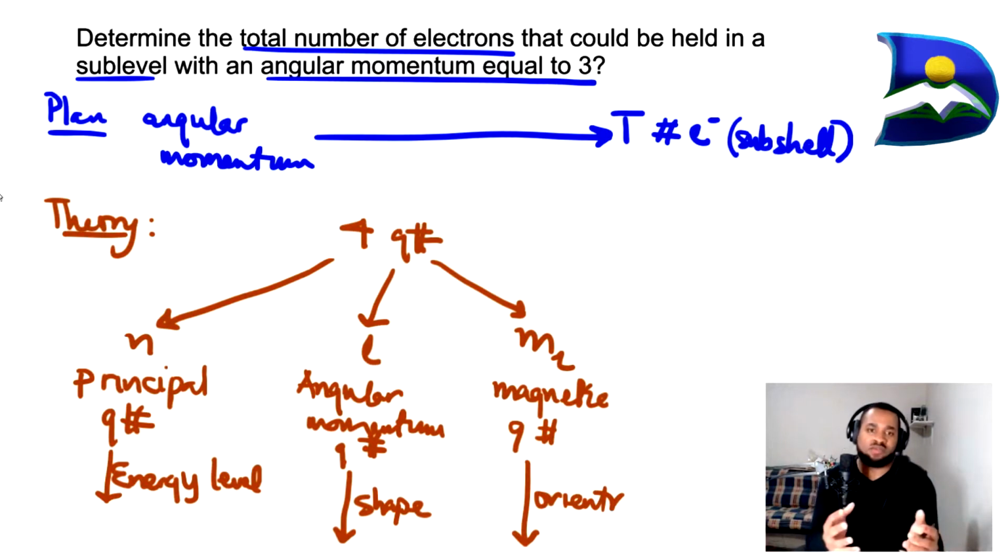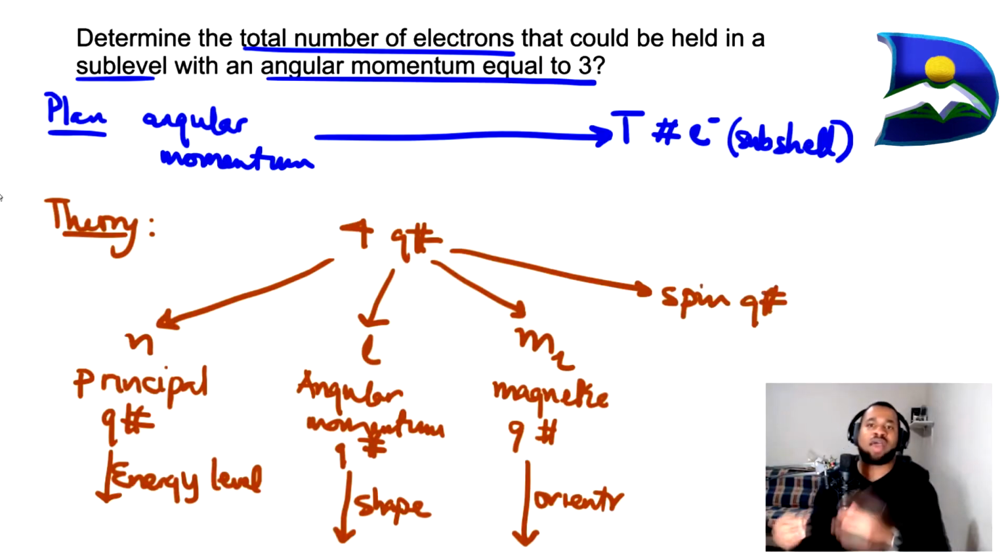In a specific shape, you might have other orientations within that sub-level or sub-shell that are important enough for you to analyze how the electrons are arranged. That leads to our final quantum number, the spin quantum number, which explains how electrons are positioned in those orientations.